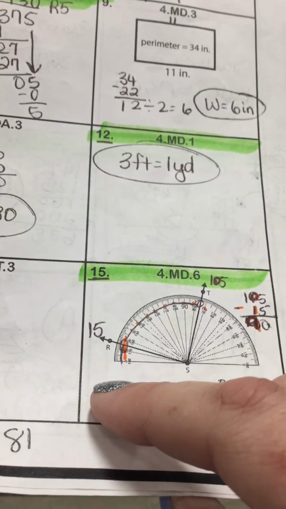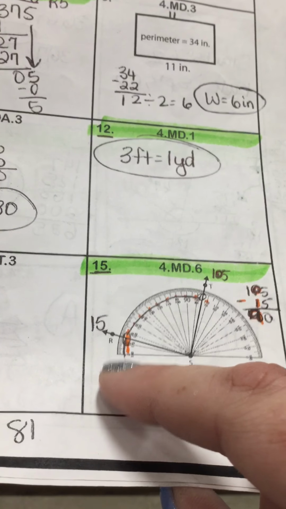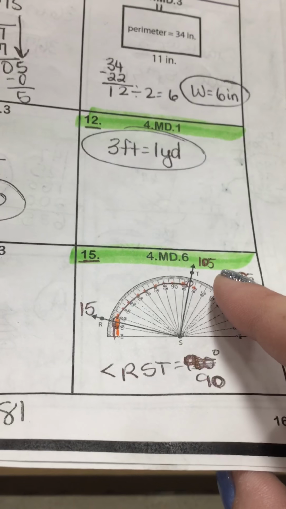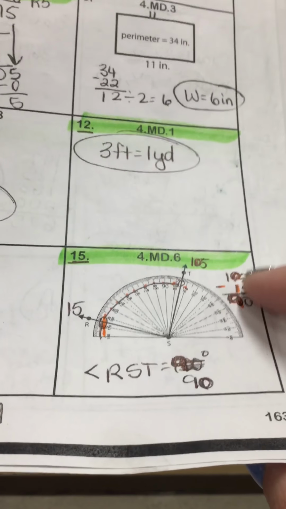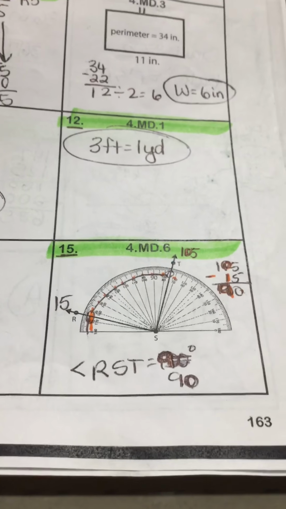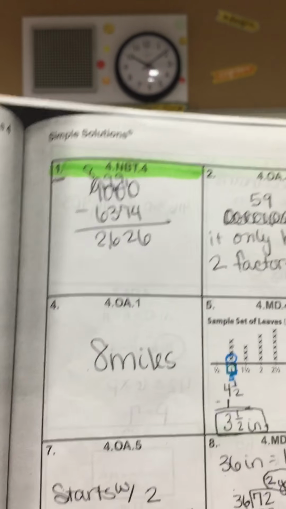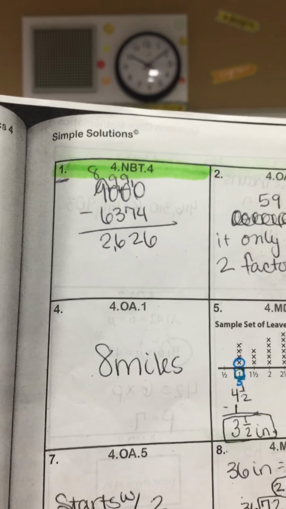The next step would be to find the measures and follow the number line. So we found 15, followed the outside number line around to 105, and then subtracted those measures. So that was 105 minus 15 equaled 90. Subtracting with regrouping, just remembering to borrow.